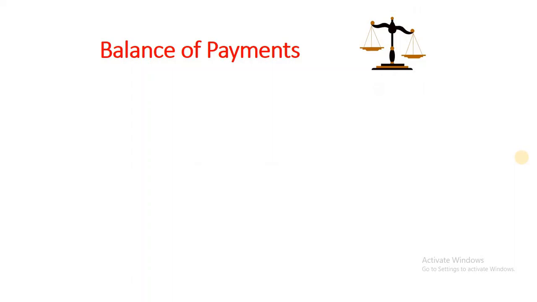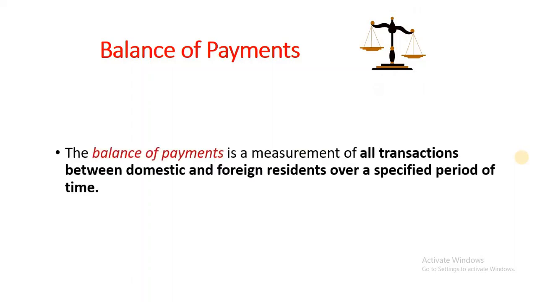Let's start with balance of payments. Balance of payments is a summary of transactions between domestic and foreign residents over a specified period of time. For example, a summary of all transactions between Bangladesh and Indian residents over a specified period of time is the balance of payments between Bangladesh and India.